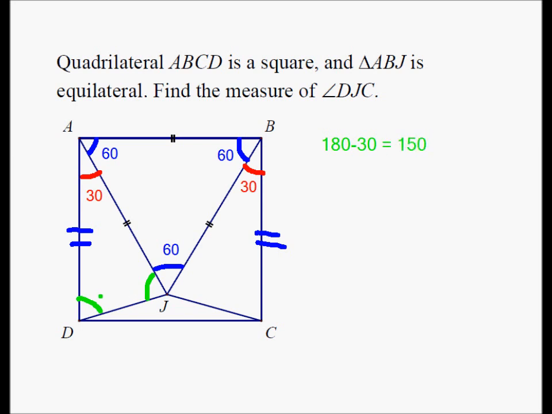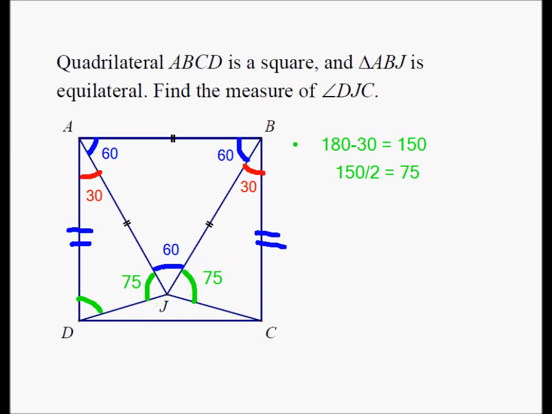Now 150 should be the sum of these two green angles. I'm going to divide 150 by 2, which turns out to be 75. So this angle has to be 75. This angle has to be 75. And in the same way, this angle will also be 75.